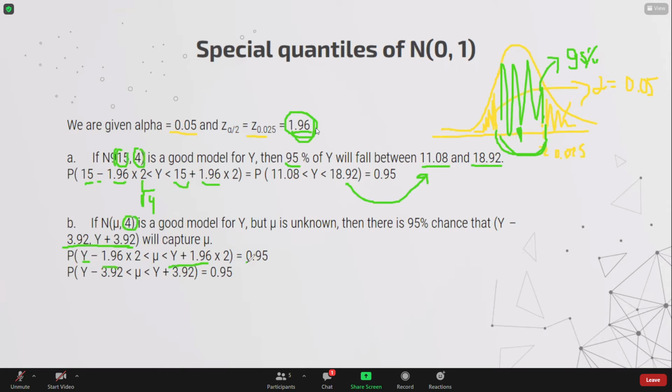And it's again 95%, because 95% of the outcomes are within that interval. And in the end, we would have just y minus 3.92 if you calculate it. And the mean is between that interval. 95%, we are sure that the mean is between those two numbers.